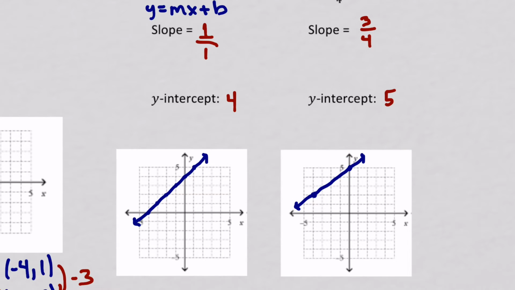So what I did instead is do the exact opposite, right? If you're going to go up 3, right 4, it's the same thing as going down 3, left 4. Right? It's like thinking of it as negative 3 over negative 4, which still is positive 3 over 4. Okay, so down 3, left 4, and there is the point right here, and then you connect them to make your line.